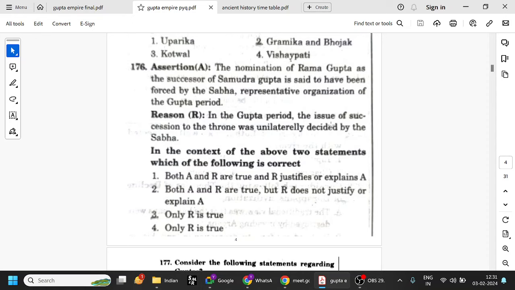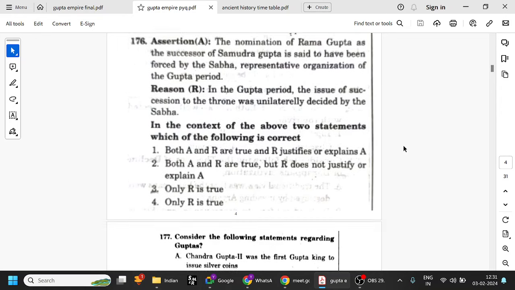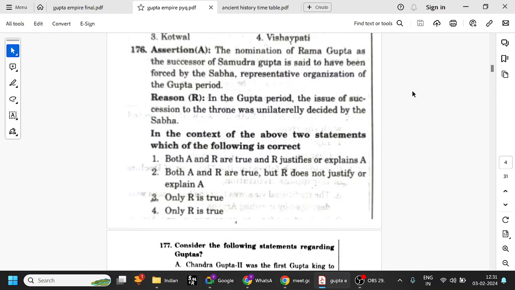In the Gupta period, the issue of succession to the throne was unilaterally decided by the Sabha. Remember that. Usually it was the eldest son. So Ramagupta became the king for some time, but because of his weak ruling, he was immediately killed.